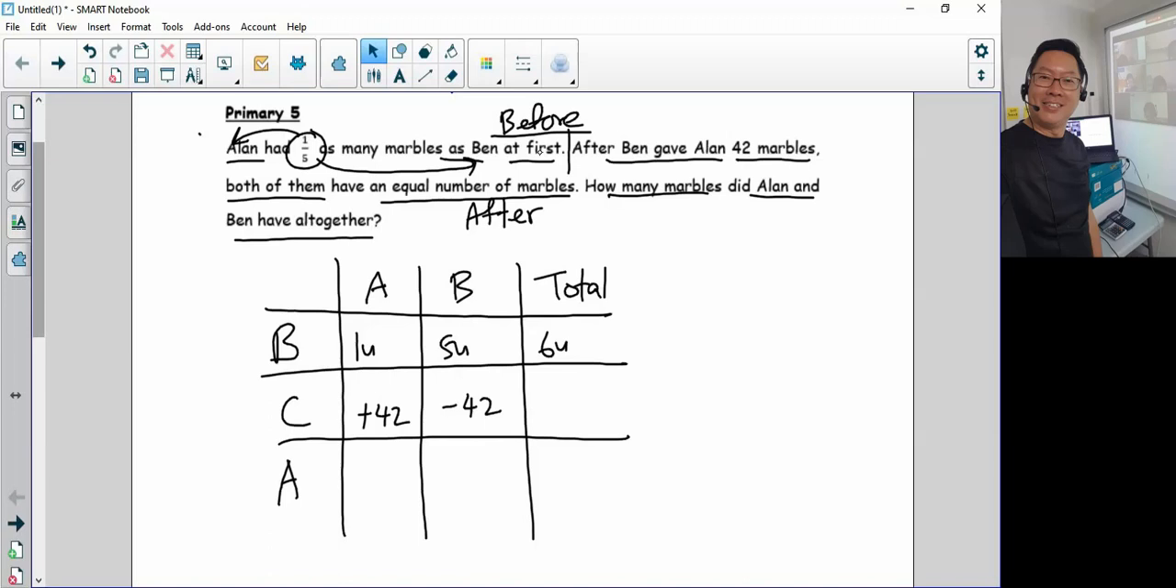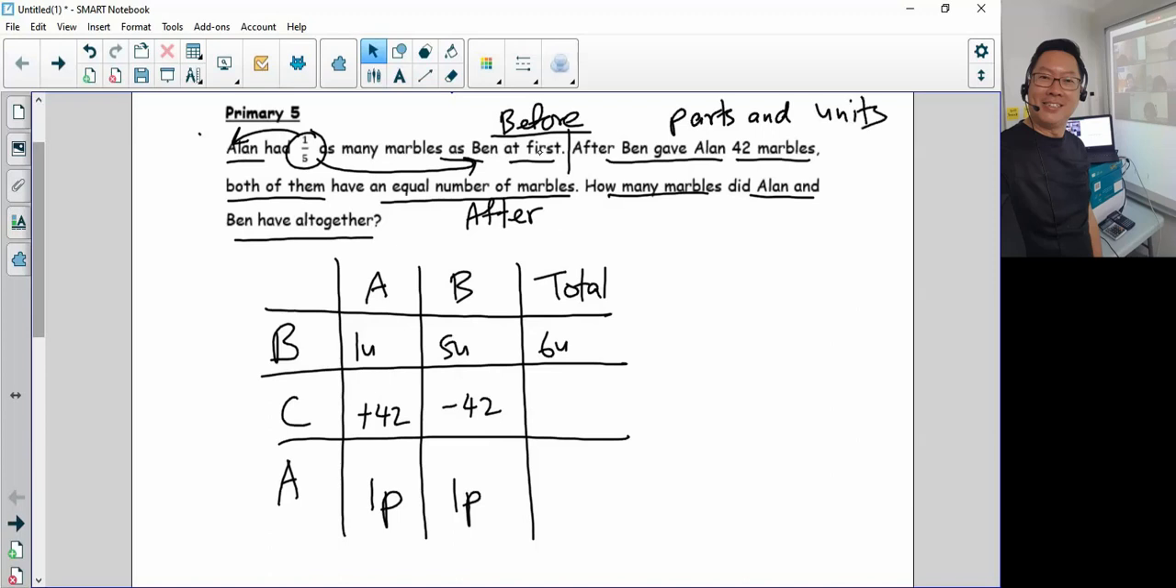Okay, so what do we put in the after boxes? We put 1 part. In our Singapore syllabus, we have something called parts and units. So there's a lot of things in Singapore to learn. Parts and units. We use parts to label something, units to label something else.